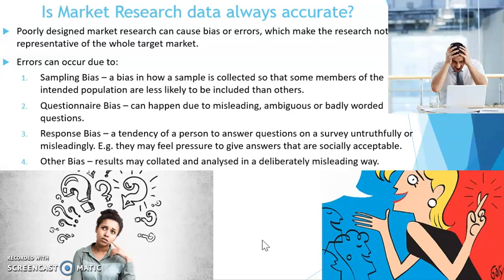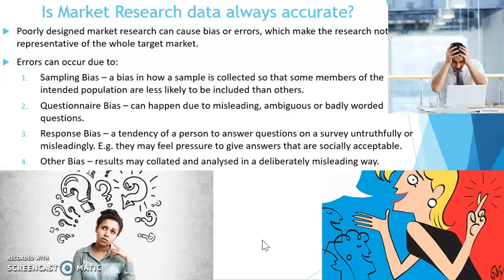Now, response bias. So this is a tendency of people to actually be untruthful or misleading when asked certain questions, because they want to please the questionnaire. They want to give the impression that they are an upstanding individual, and they don't want to reveal things about themselves personally that might not reflect well on them.